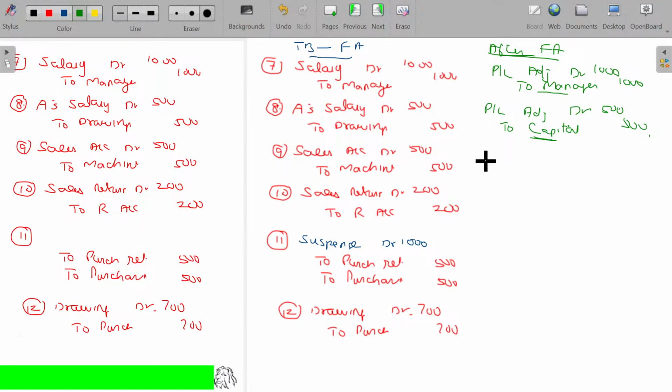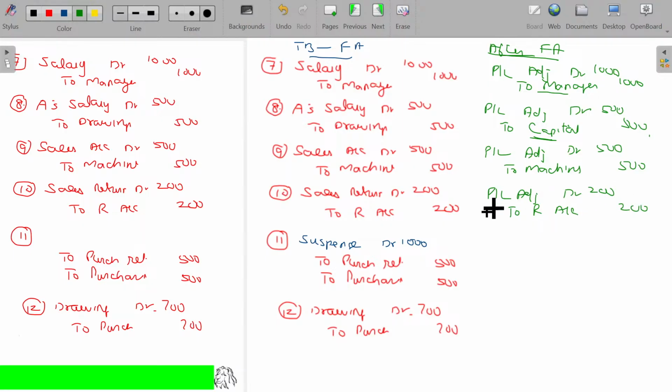Sales account to machine. What is the entry? P&L adjustment account debit to machine. Fine. Sales return to R account. Sales return should be named as P&L adjustment account as it is a nominal account. R's personal account remains as it is, R account, the value being 200.